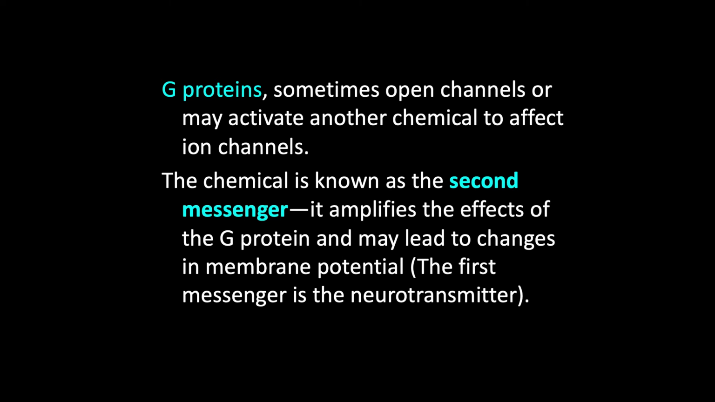DARPP-32 would be sort of an integrator of these intracellular signaling cascades in dopamine neurons that would then go on and produce additional effects. DARPP-32 would be activated by a second messenger system. So the chemical that would actually be activated at the intracellular side of the metabotropic receptor would be the secondary messenger, and this would then amplify the effects of the G protein and may lead to changes in membrane potential, either hyperpolarization or depolarization. But it doesn't necessarily have to. I mean, there are a wide array of effects that can happen following the activation of the secondary messenger.